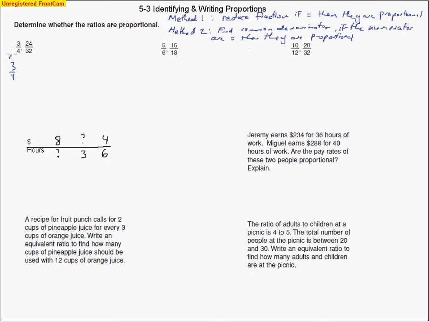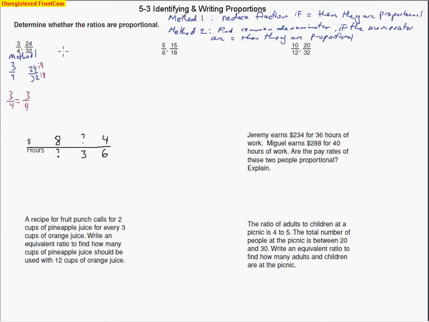So this is method one. So I'm going to take that 24/32 and take out that common factor. So I see I can divide both the top and the bottom by 8. And I'll bring down this other 3/4, and when I do the division here, I end up with the same answer, 3/4. So those are proportional, they're equal.